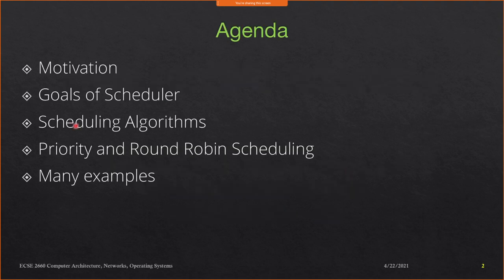Okay, so this is going to be the agenda for today. We'll talk about why we need scheduling algorithms, what is the motivation for that, and what makes a good CPU scheduler. We'll talk about the various scheduling algorithms: first come first serve, shortest remaining time first or shortest job first, and then priority and round robin scheduling. And while we are talking about these algorithms, we will also be looking at some numerical examples.